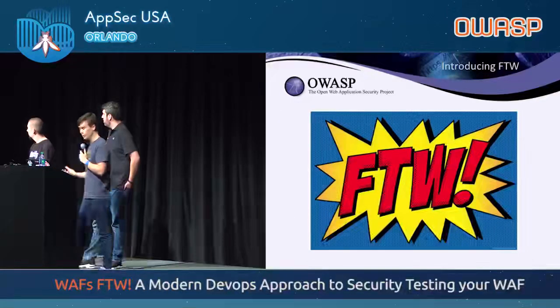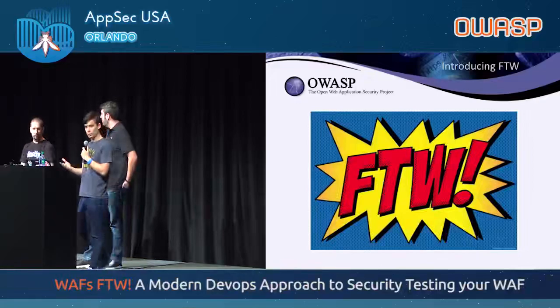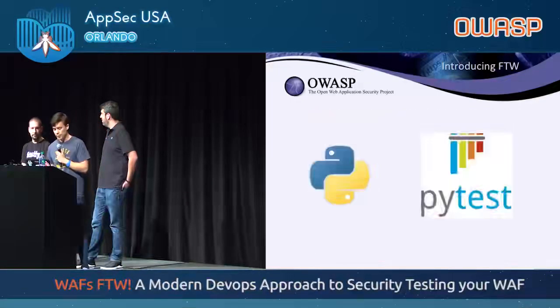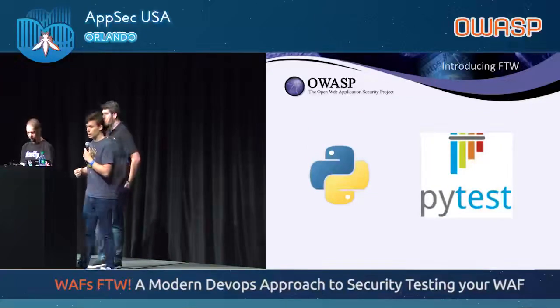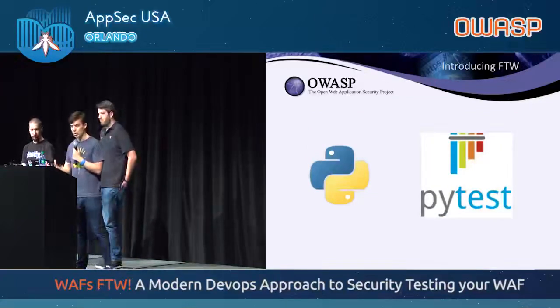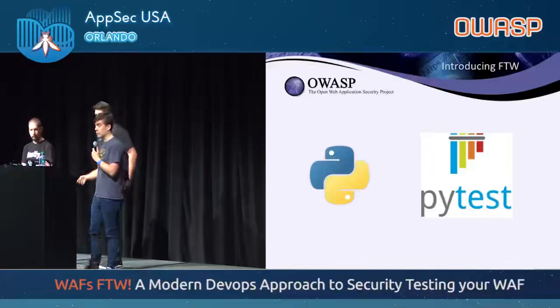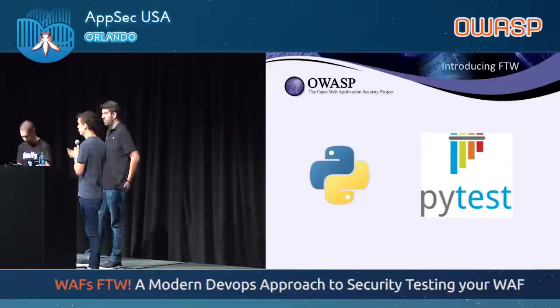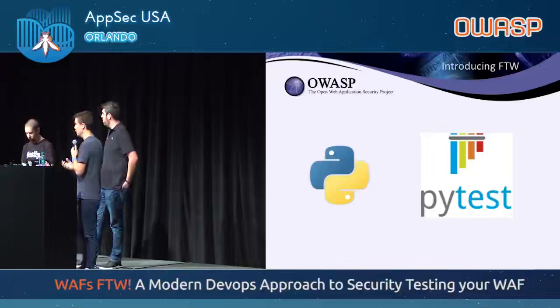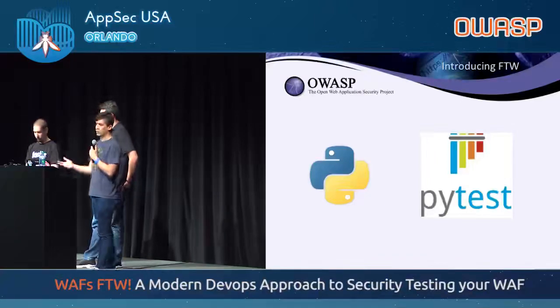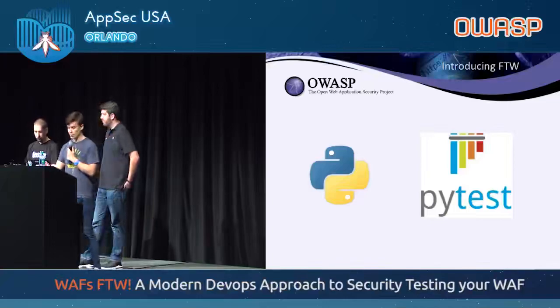So FTW stands for the Framework for Testing WAFs, not just for the win. It is a Python project that heavily uses the PyTest framework. The PyTest framework is essentially a unit testing, integration testing, and regression testing software framework, and we wanted to integrate security testing on web attacks into Python so that when it's run, you can run it like any other piece of software that fails these unit or integration tests.